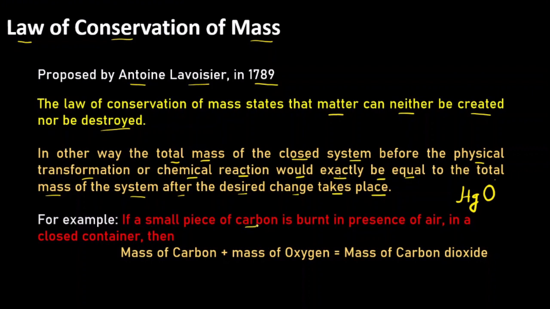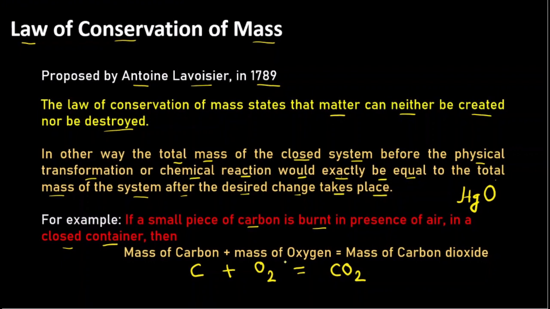If a small piece of carbon is burnt in presence of air, of course it will combine with oxygen in a closed container, then the mass of carbon plus the mass of oxygen is going to be exactly equal to the mass of carbon dioxide. And a closed container is very essential here, otherwise the reactant or product, if any gaseous substance is present, can escape easily from the system. It is advised to carry out all the experiments inside a closed container to check whether the law of conservation of mass holds good or not.